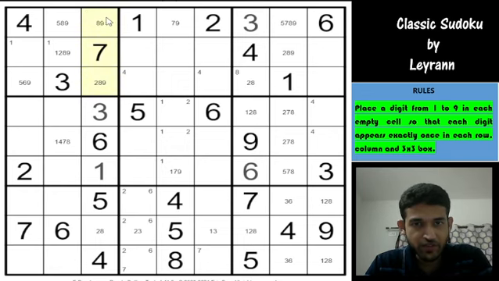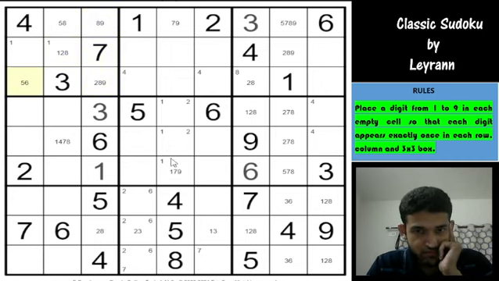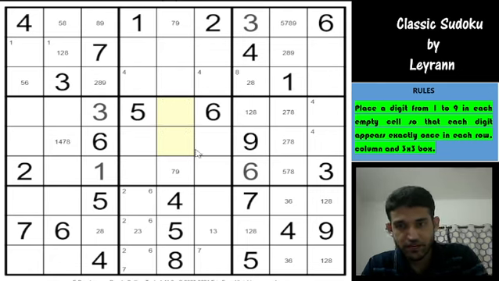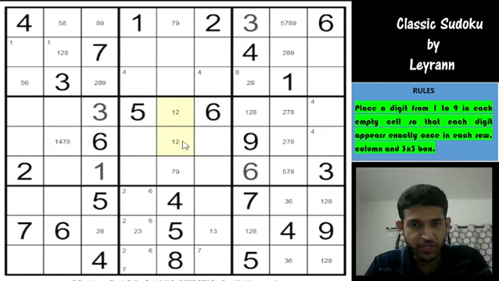Okay, 9 is in one of these cells in column 3 now, so that's 9. That's not a 9, and that's not a 9. I can remove the one pencil mark from here. That's 7 9. And now you'll notice that we have a 1 2 pair in column 5. Let me remove the corner pencil marks and make it 1 2.